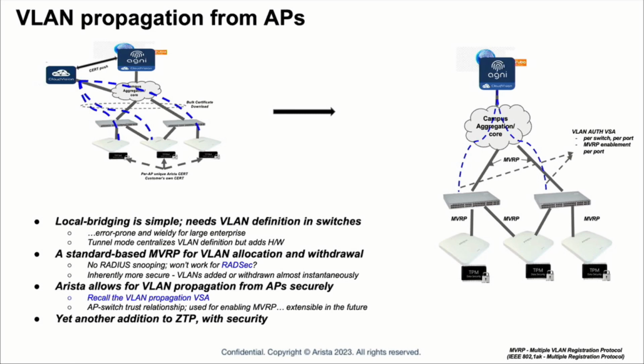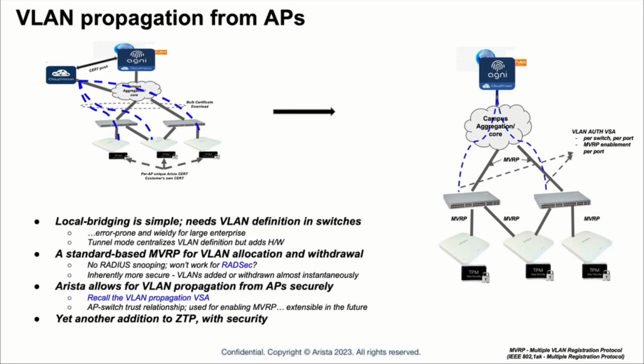Instead, what we are doing is using the standard MVRP protocol. I've put a little bit more detail on where this MVRP is coming from. It's part of the 802.11ak specification. What this MVRP does is it allows the AP to send all the VLANs it's using to the switch dynamically, and it's also able to withdraw them if the usage of that VLAN goes away. This basically gives us two things. One is there is no more human error. The AP is only sending the VLANs it's using. Second thing is it's able to pull back if the usage of that VLAN goes away.